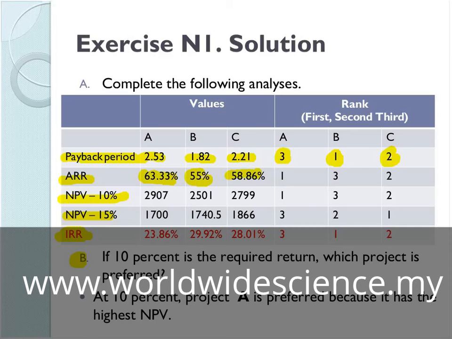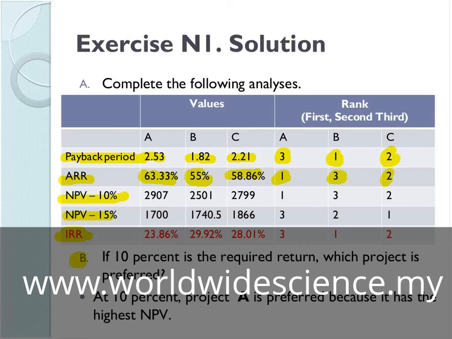It takes last place. For the ARR, the highest is the best. The highest profit we generate from the investment capital is the best project. First is the highest, here is project A, right? Then comes project C, sorry, and B is the last place.